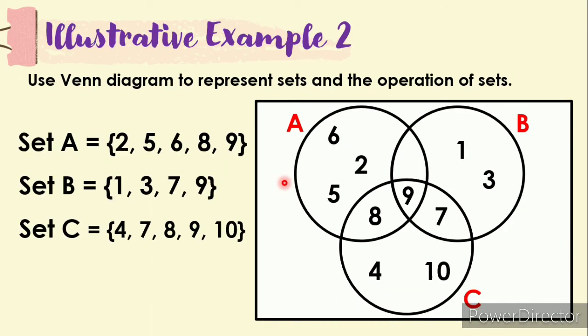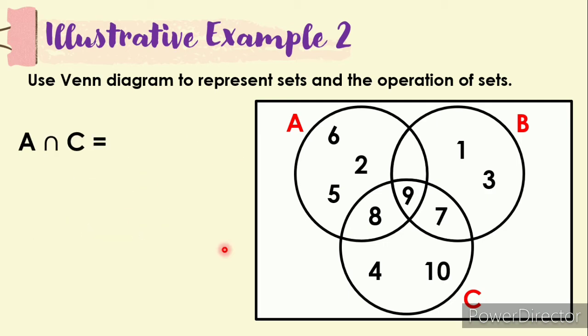Now let's have example number 2. Use Venn diagram to represent sets and the operation of sets. So we have 3 given sets. Set A is equal to 2, 5, 6, 8, and 9. Set B is equal to 1, 3, 7, 9. And set C is equal to 4, 7, 8, 9, and 10.